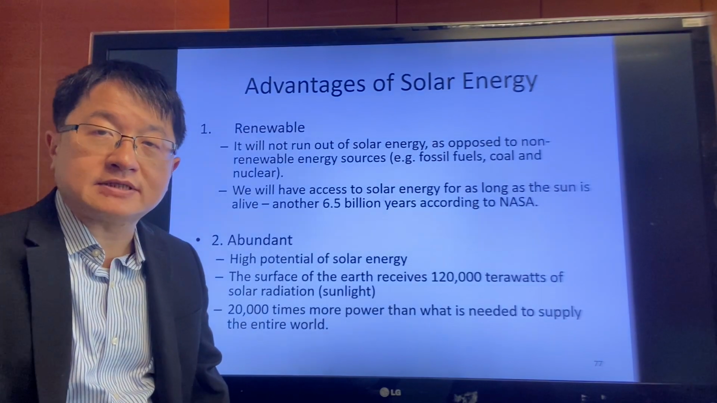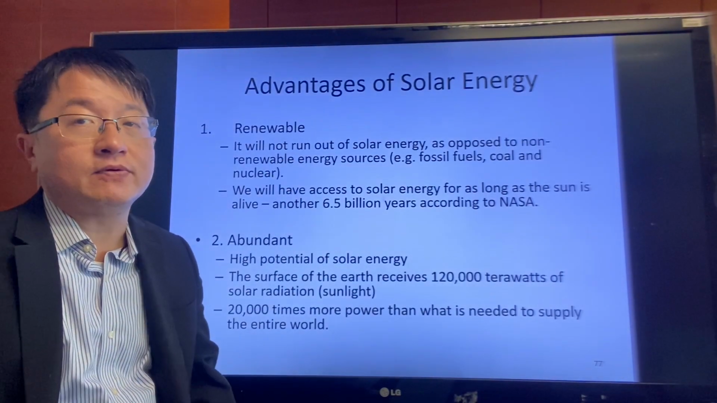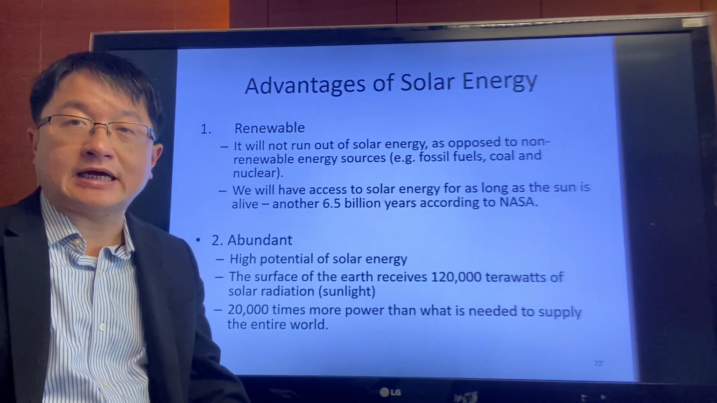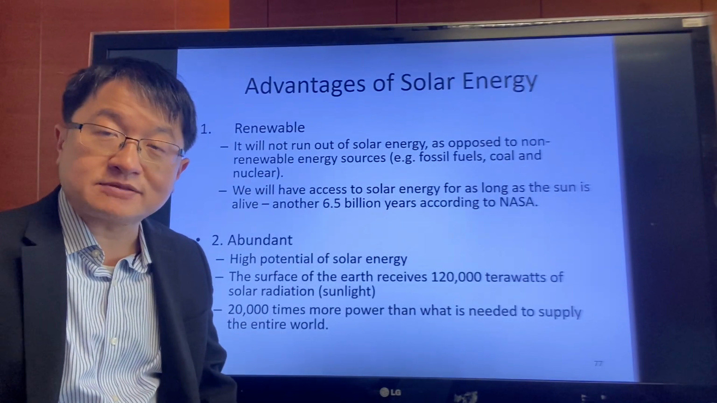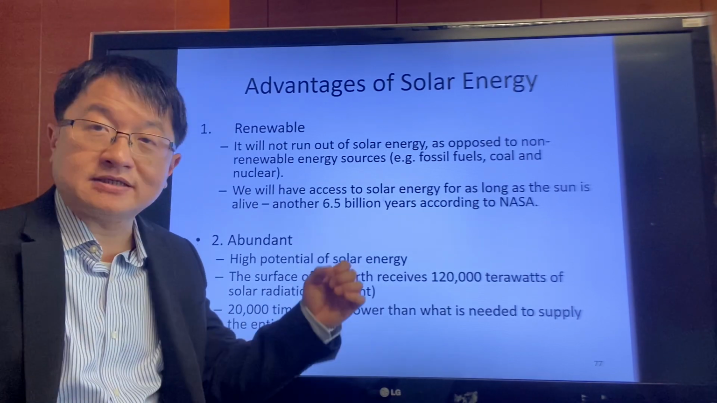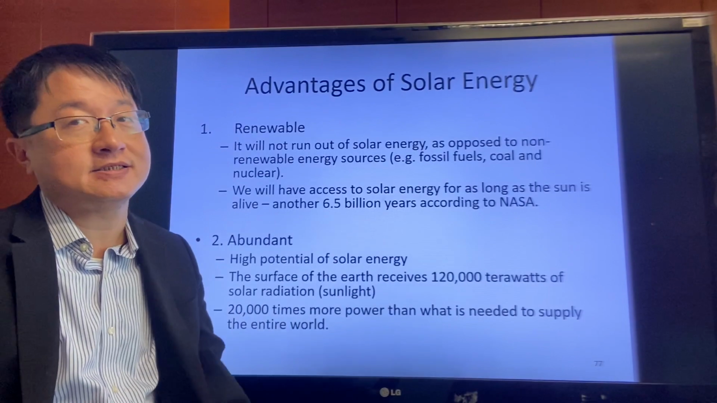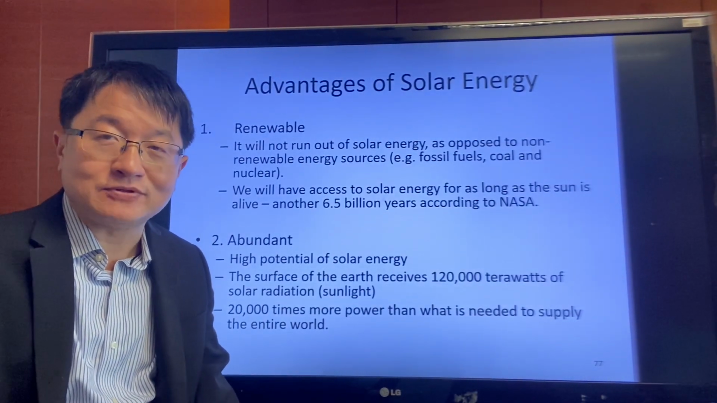Finally, let's talk about the advantages of using the PV panel. First, this is renewable. It's almost unlimited supply. Of course, you can argue with me that according to NASA, there's only 6.5 billion years to run. Afterwards, the sun will burn out. But we are talking about 6.5 billion years later. Probably nobody on the earth will survive.